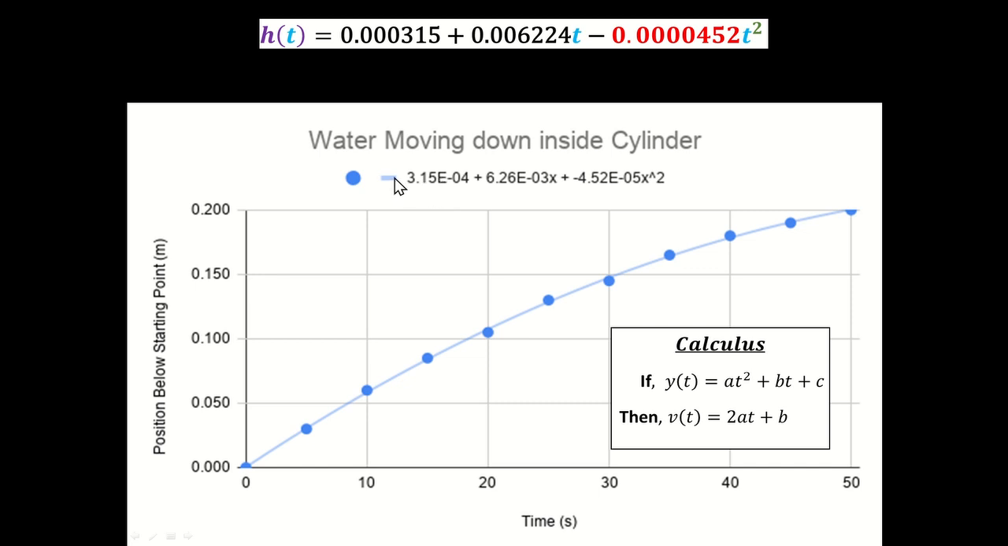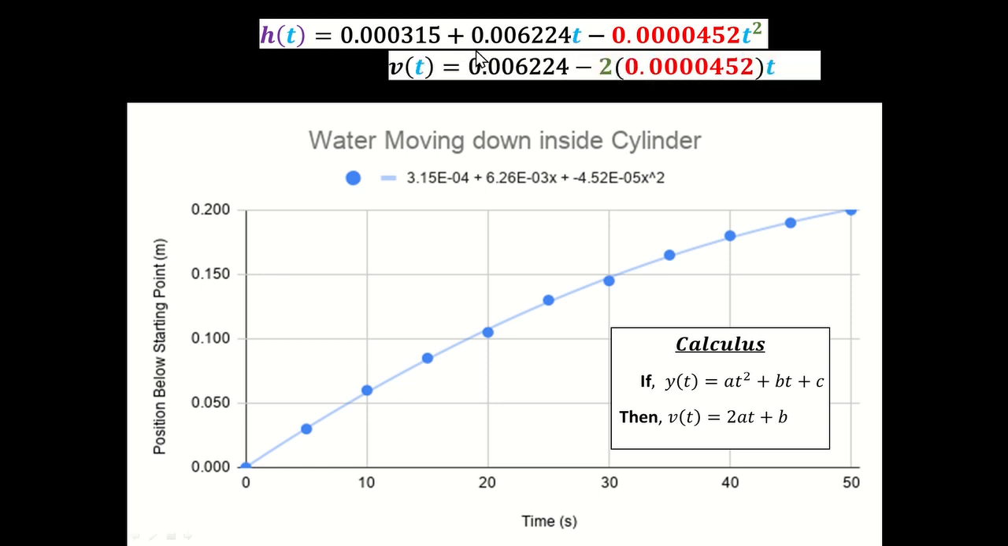I'm just cleaning it up here. 3.15 e to the minus 4 is just moving the decimal 4 places. So 1, 2, 3, 4. And the same thing for that. This is the equation that gives us the position as a function of time.